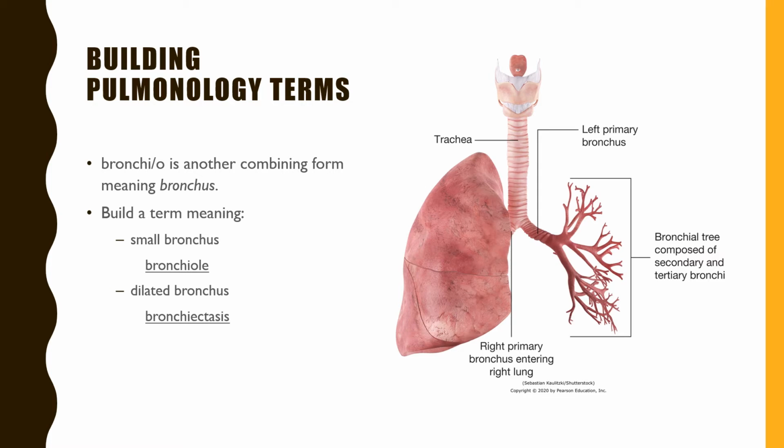Bronchiole means small bronchus. So basically what you have is the primary, secondary, and tertiary bronchi that branched into smaller and smaller bronchioles. A bronchiectasis means a dilated bronchus.